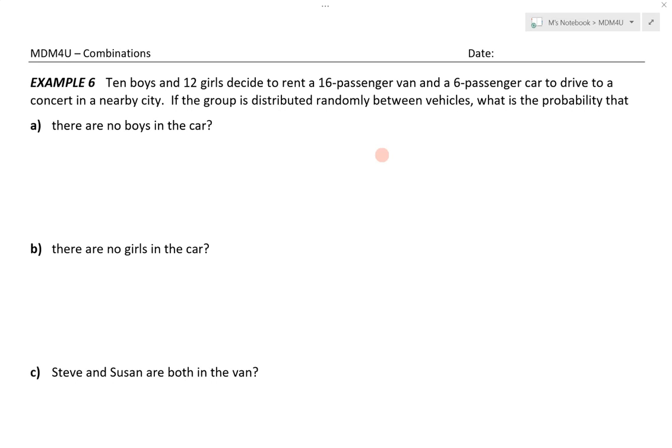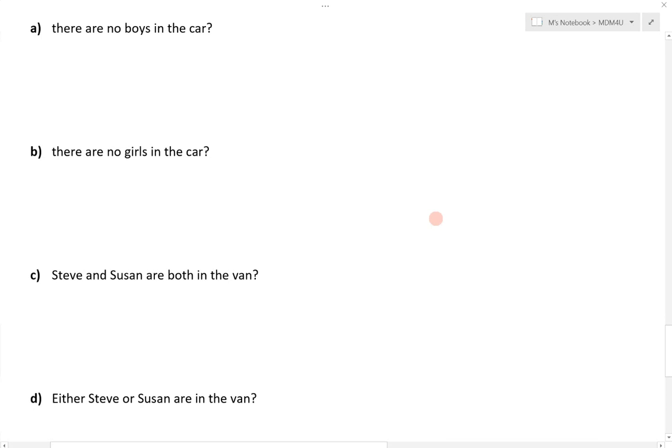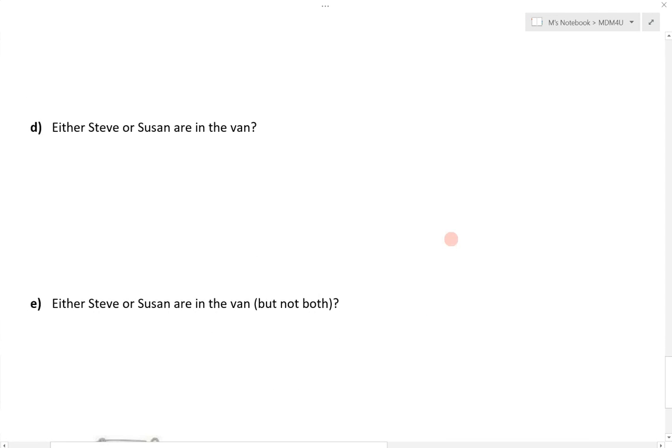And then part B, there are no girls in the car. And part C, Stephen and Susan are both in the van. And part D, we'll take care of afterwards.